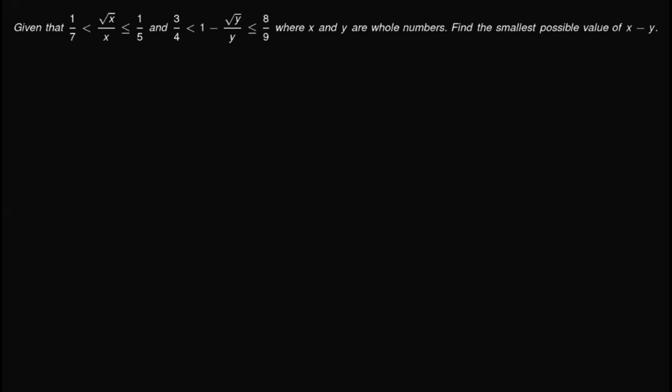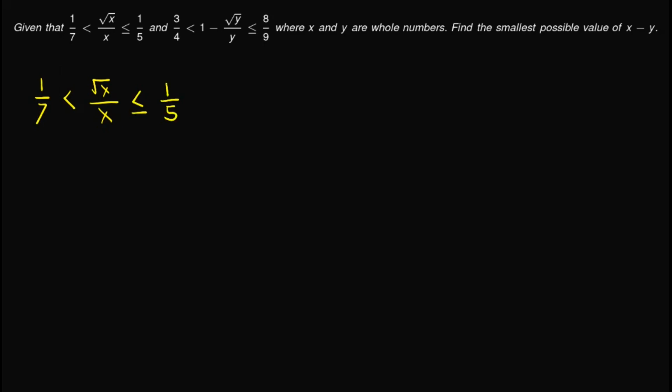Hi there. For this video, we are tasked to find the smallest possible value of x minus y given the two inequalities. So to solve this, we first start with the inequality out here. So we have 1 over 7 less than square root of x over x less than or equal to 1 over 5.